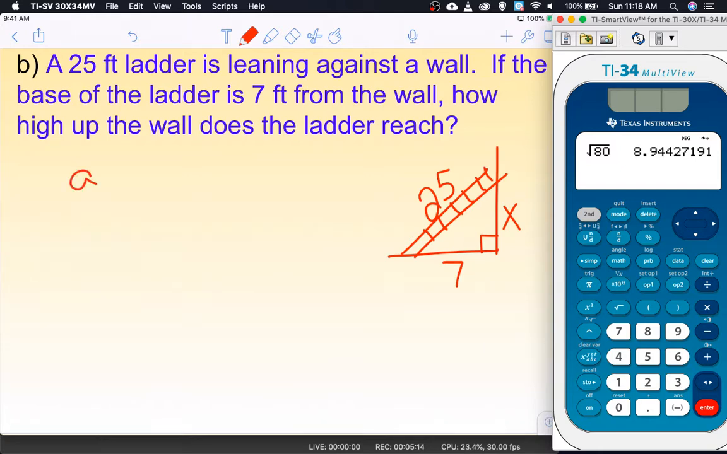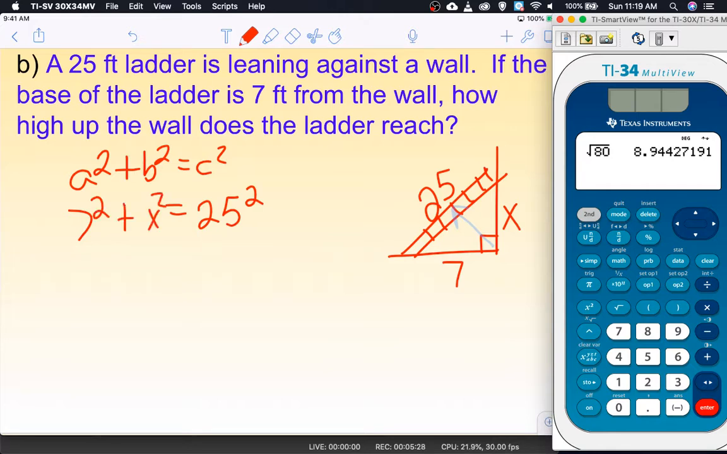All right, so a squared plus b squared equals c squared. My hypotenuse is the 25. That's my longest side. That means the 7 and the x are the a and the b. 49 plus x squared equals 625. I just know those numbers in my head.